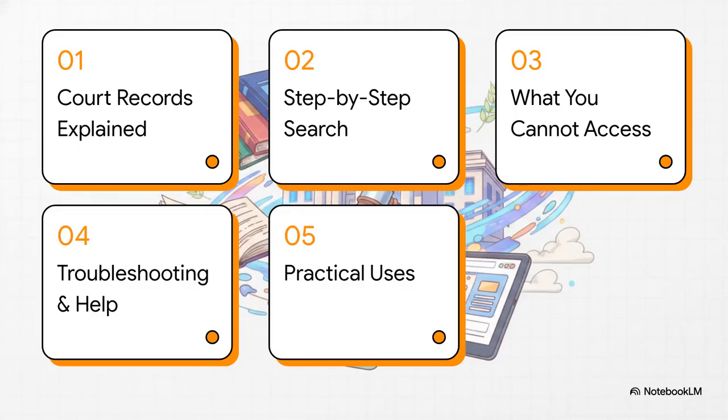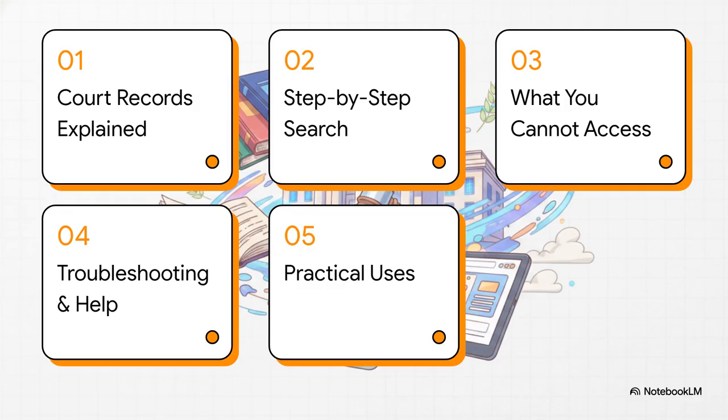Here's our roadmap for This Explainer. First, Shawnee Court Records Explained. Second, the step-by-step search guide. Third, what you cannot access. Fourth, troubleshooting and offline help. And finally, number 5, practical uses and next steps.